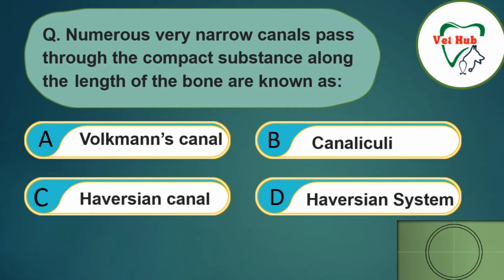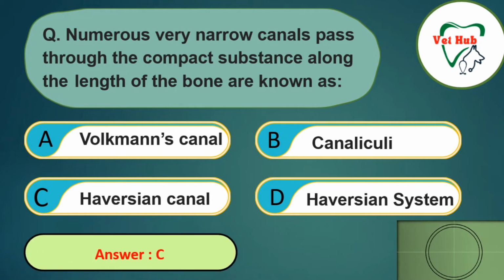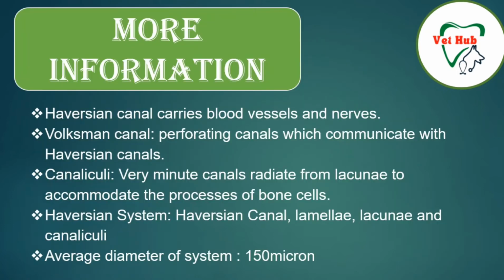And the correct answer is option C, Haversian canal. Haversian canal carries blood vessels and nerves. Similarly, Volkmann canals are the perforating canals which communicate with Haversian canals. Canaliculi are the minute canals that radiate from the lacunae to accommodate the processes of the bone cells. Haversian system includes Haversian canal, lamella, lacunae, and canaliculi as a whole. The average diameter of the Haversian system is 150 micron.